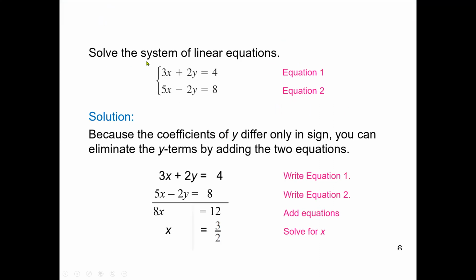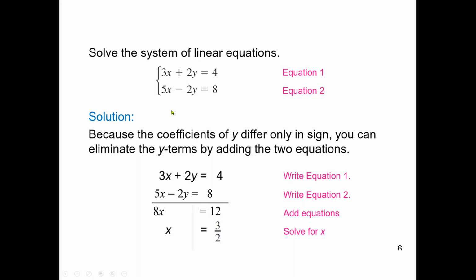So here also we say solve the system of linear equations. The same question here. Now we say because the coefficients of y differ only in sign, you can eliminate the y terms by adding the two equations. So here you can see that the fastest way to solve this is because the first equation has plus 2y and the second equation has minus 2y. So we don't need to multiply by anything. We can just go ahead straight and combine.